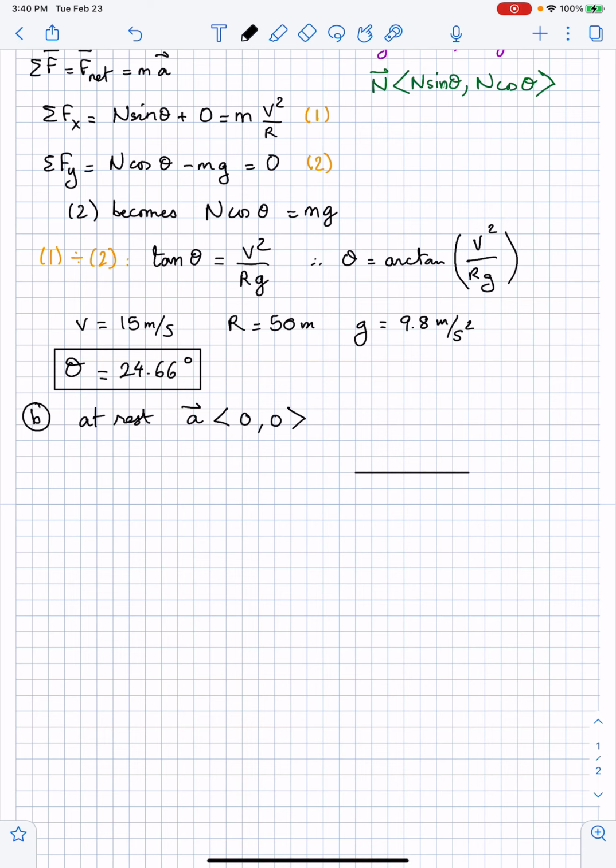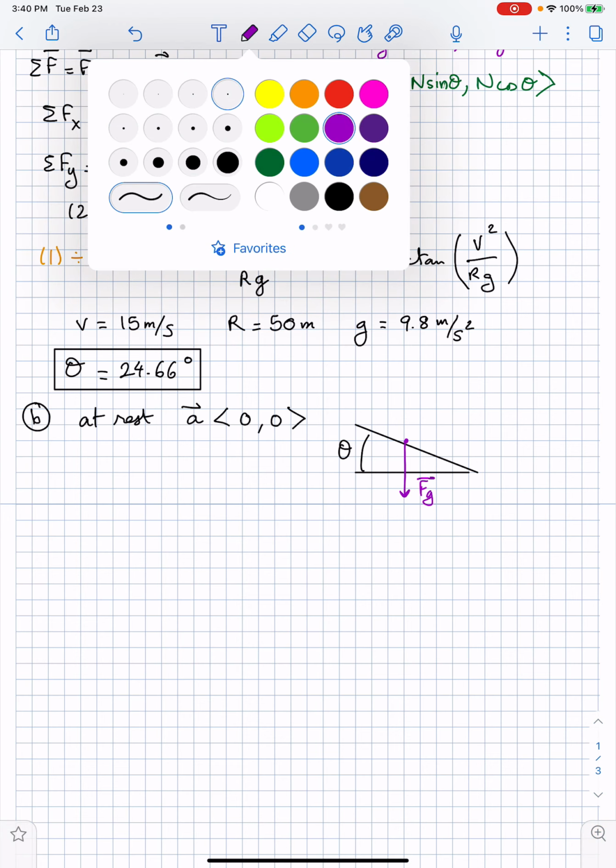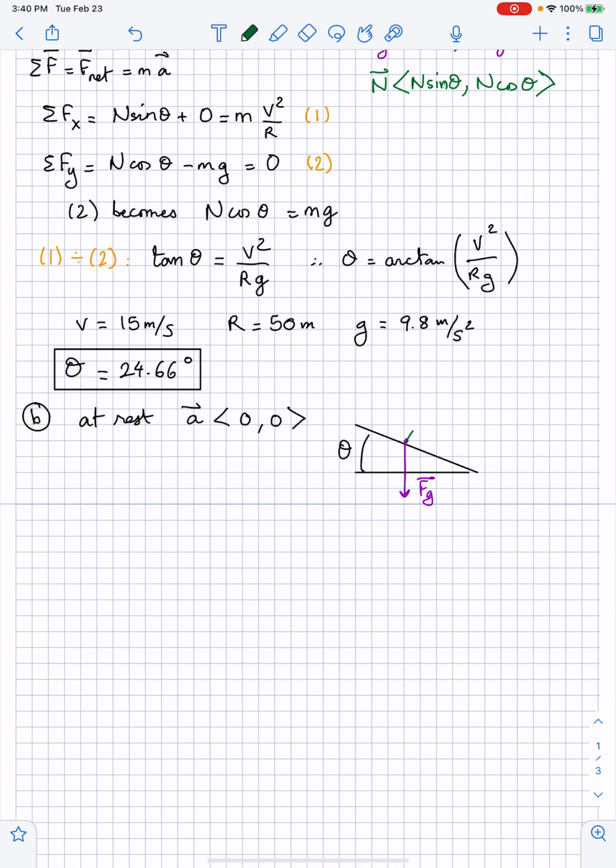So you're going to have the inclination of the road like this. This is still going to be our angle theta. We are still going to have our vector Fg right here. We are still going to have a vector that is normal to the road like this.